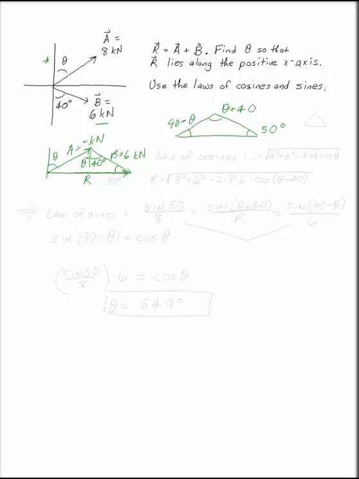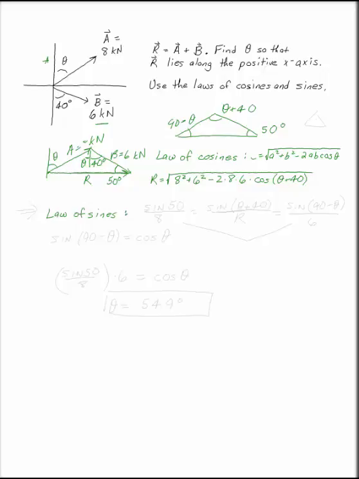The nice thing about knowing that this angle is 50 degrees is that you don't actually have to use the law of cosines. The law of cosines tells you that the resultant magnitude is going to be 8 squared plus 6 squared minus 2 times 8 times 6 times the cosine of the angle between them, which would be, in this case, theta plus 40. And that looks like it's going to be a challenging thing to use, but we don't need it. You already know three of the angles and two of the sides. You don't need to use this. Instead, let's use the law of sines.